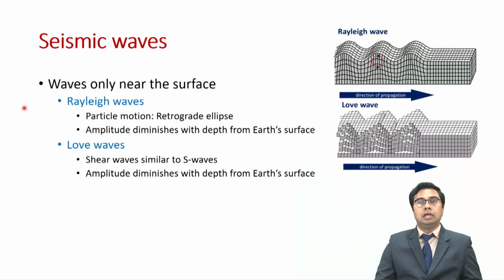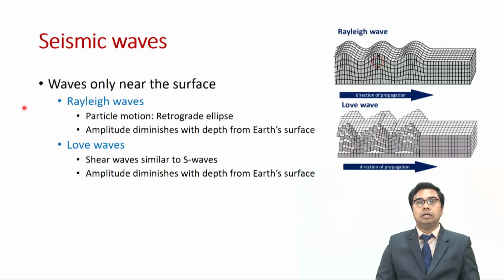Among these surface waves, the prominent ones are Rayleigh waves and Love waves. While in Rayleigh waves, the particle motion is in retrograde ellipse, in Love waves, the particle motion is very similar to S waves. Now, we have to understand, since most of the damage happens in shear, therefore, S waves among body waves and Love waves among surface waves are the most destructive in nature.